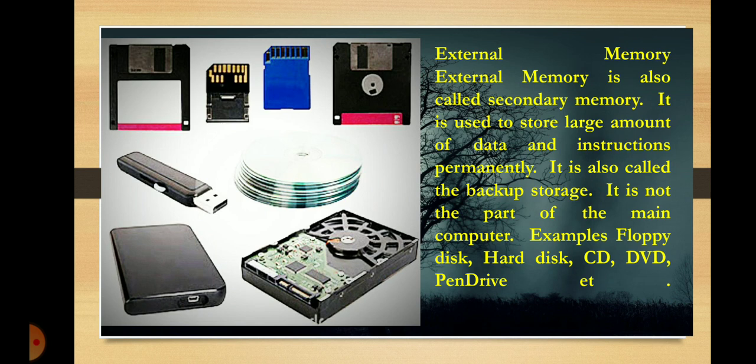Data on the backup device or external memory is transferred to the main memory as and when processing is required. Secondary memory can be used to store many gigabytes of data. It is much cheaper than the main memory. Floppy disk, hard disk, DVD, pen drive are some examples of the secondary storage devices.